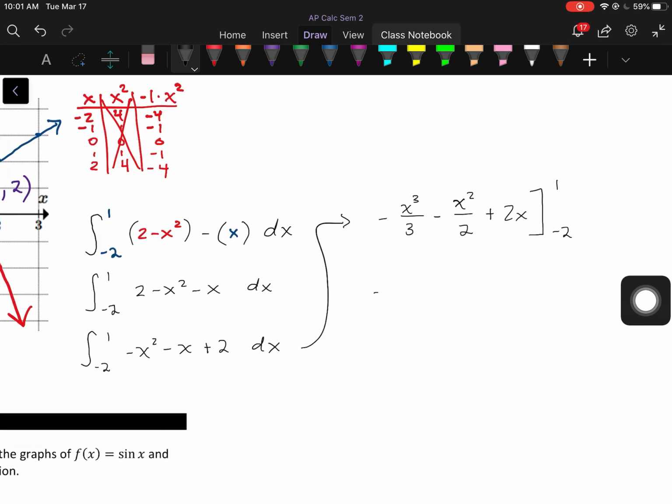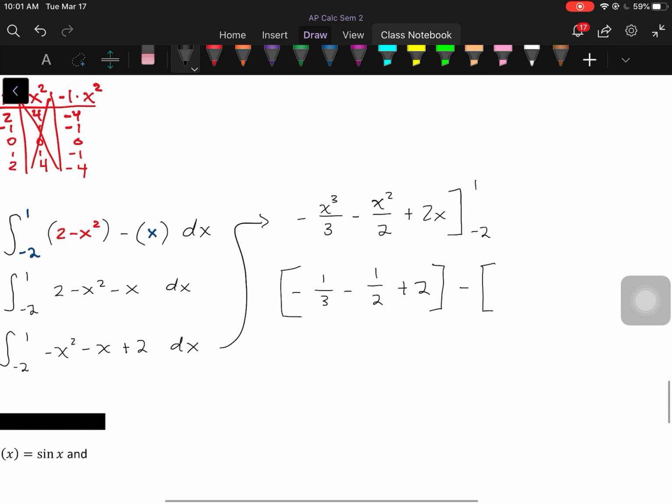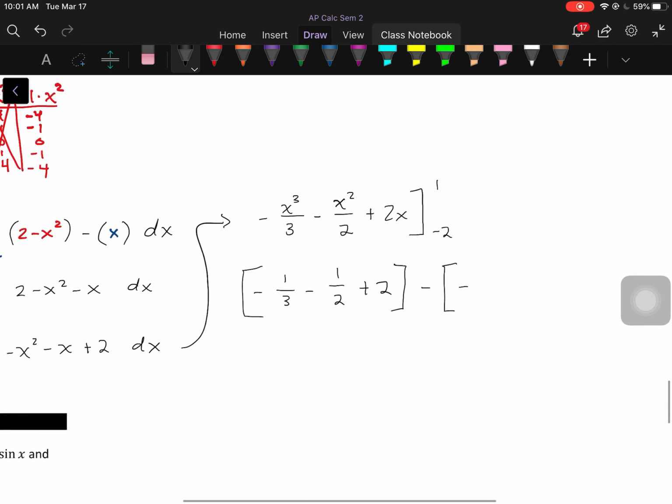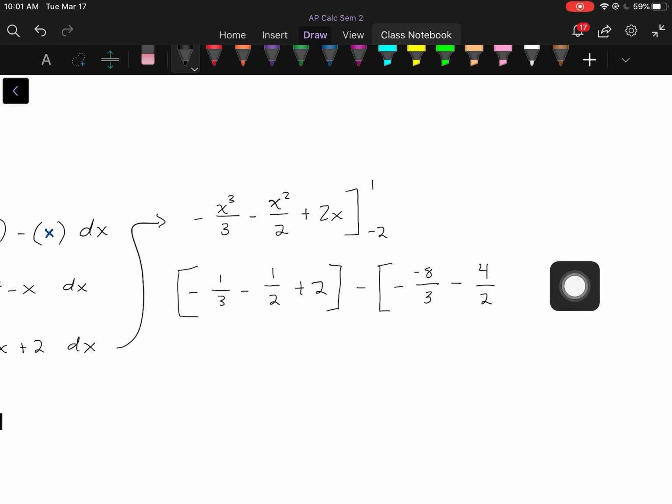So start with the upper bound 1, get -1/3 plus 1/2, plus 2, and that's the upper value. Subtract the lower value, and so it's going to be -2 to the third. It'll be -8 over 3, and then plus 4 over 2. And again, I'm squaring that -2 to get a +4, and there's a negative in front, so it stays negative. And then minus 4.